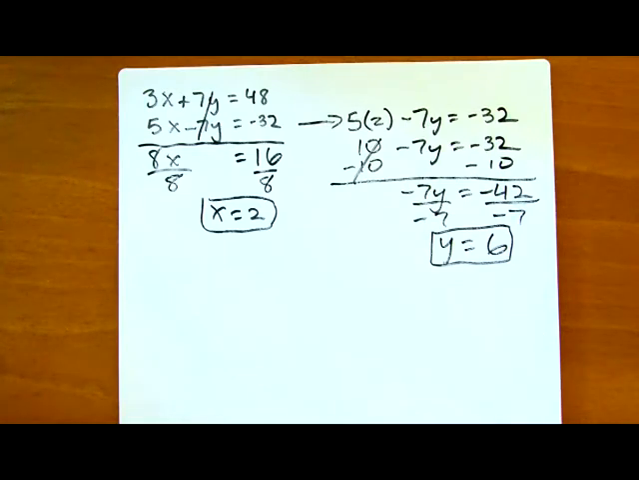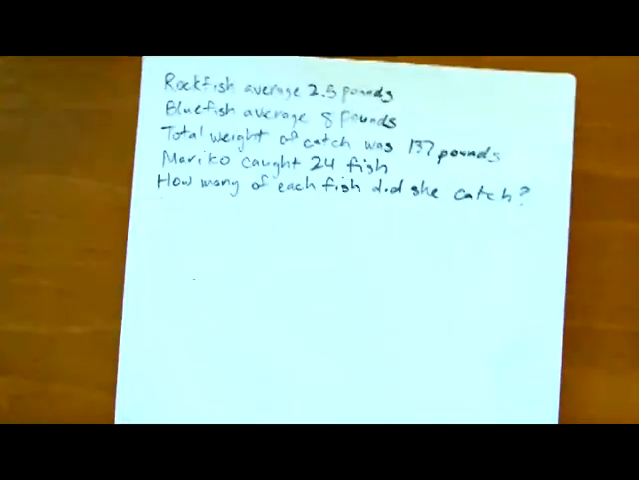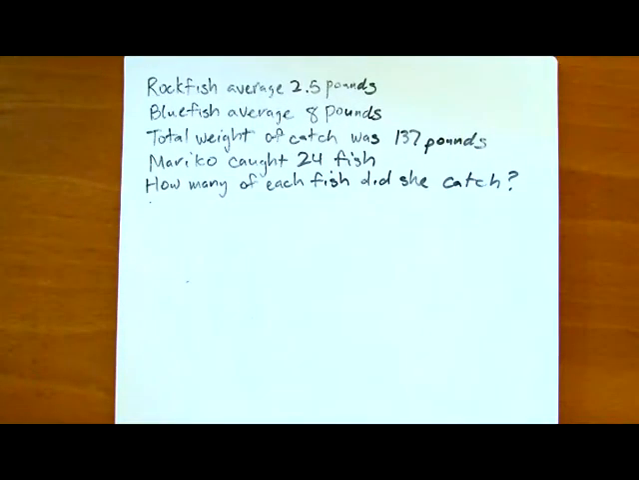Let's look at the word problems. Here's the first one. Rockfish average 2.5 pounds. Bluefish average 8 pounds. The total weight of the catch is 137 pounds, and she caught 24 fish. We need to figure out how many of each fish she caught.